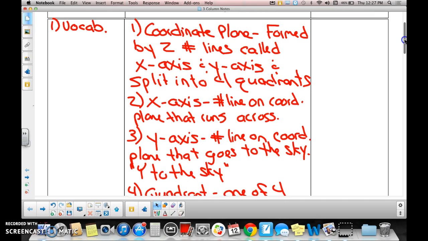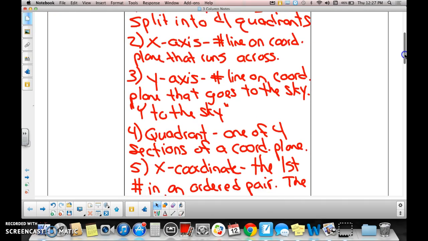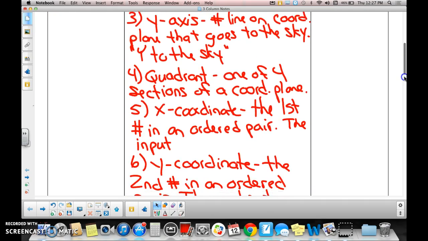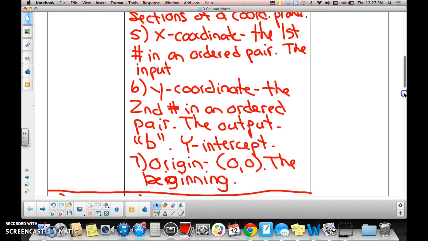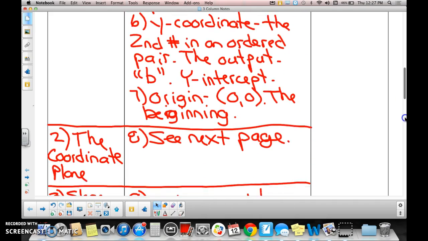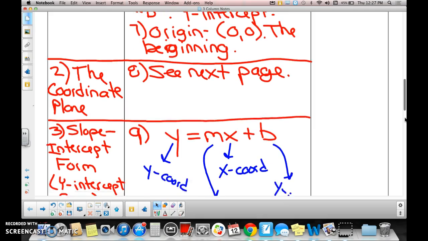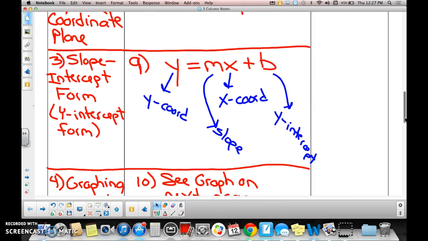You have tons of vocab. Tons would mean like 7 new vocab words. A lot of them actually are reviews, so I don't know how new they are. Make sure you know your vocab. We're not going to spend time going over them. The coordinate plane is on the next page in your 3-column notes.